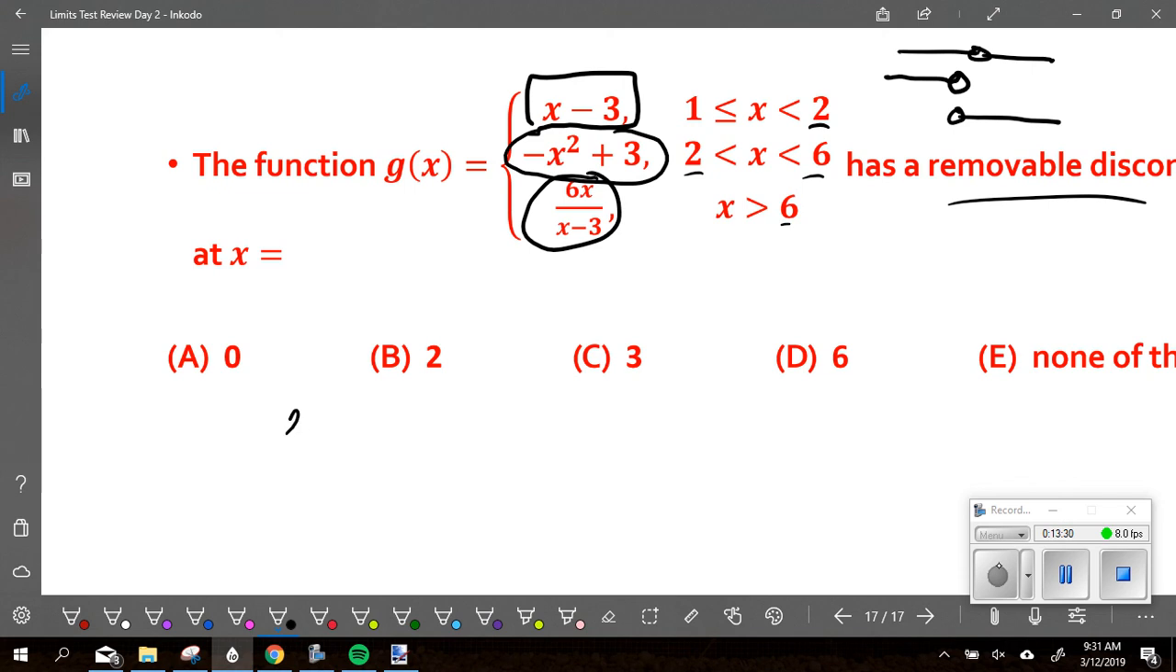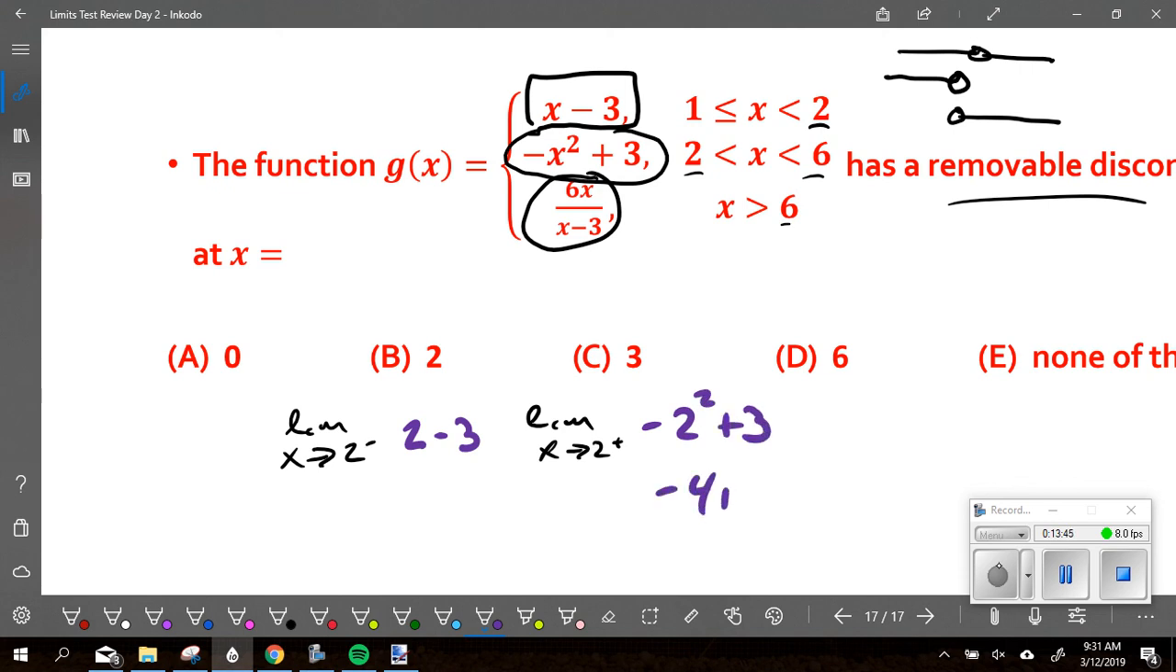And so we would check that real quick. And so we would find the limit as x approaches 2 from the left and the limit as x approaches 2 from the right. And so it'd be 2 minus 3 and -2 squared plus 3. This is -4 plus 3. This is -1. This is -1. Those 2 things are equal. The limit exists. The value does not exist, which makes it a removable discontinuity. So the answer is B.